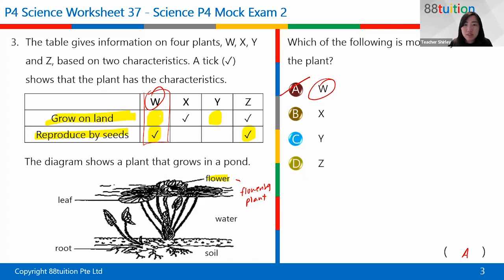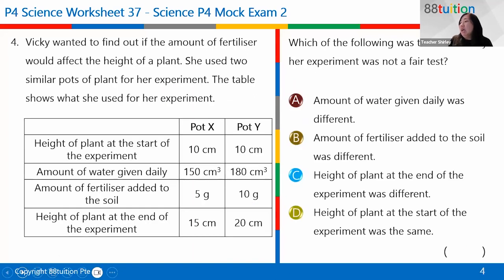All right, any questions? No? Am I going too fast? No? Okay, let's go. Next question, Vicky wanted to find out. So whenever you see 'to find out', this one is the aim, right? The amount of fertilizer would affect the height of the plant. So over here, we've got 2 variables. The amount of fertilizer, this is what we call the changed variable. The height of the plant is actually the measured variable.